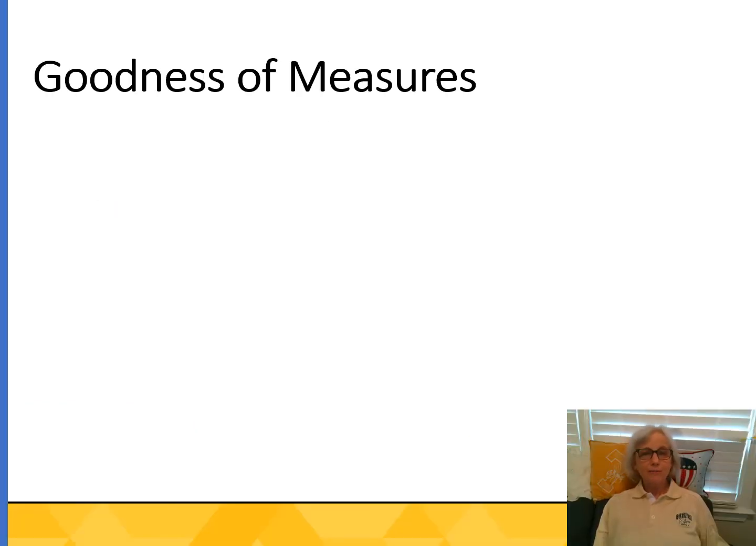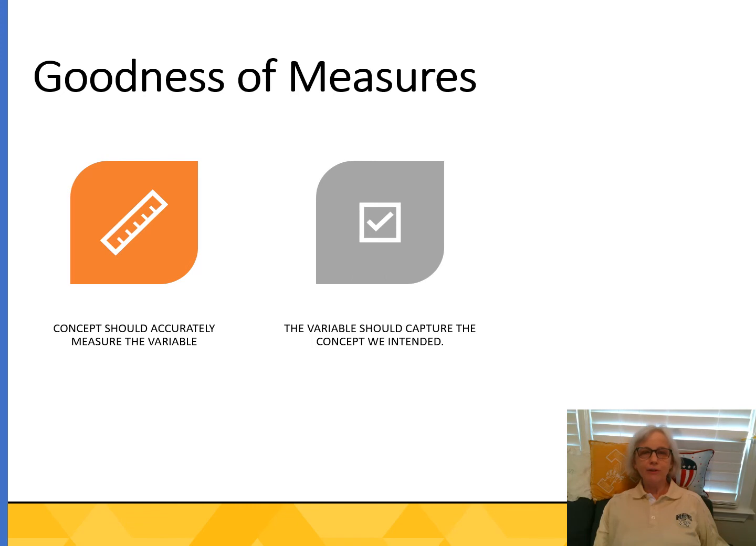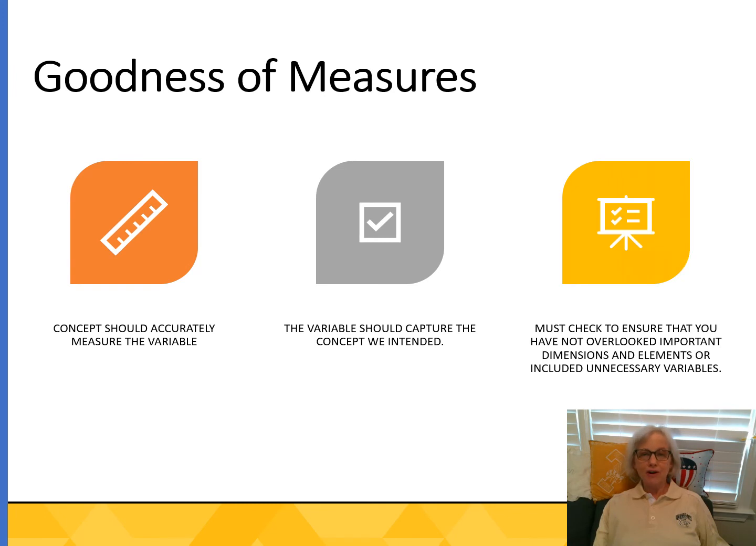To have a good measure, the concept should accurately describe how to measure the variable. If someone else has the information, they should be able to measure the same variable in a different study. You must include all of the dimensions and elements that are essential to understanding the variable and not include elements that are not needed.